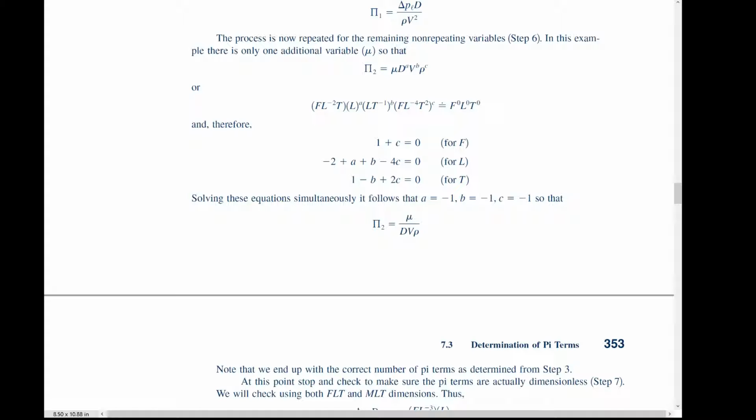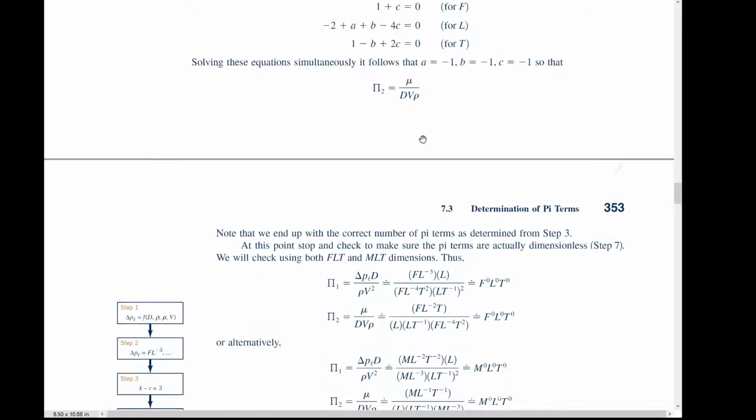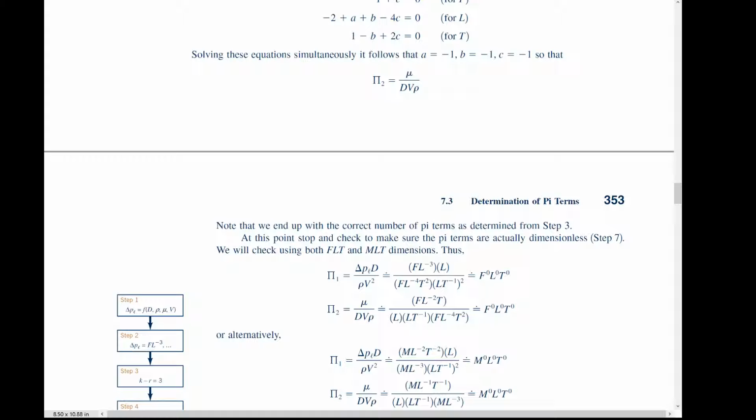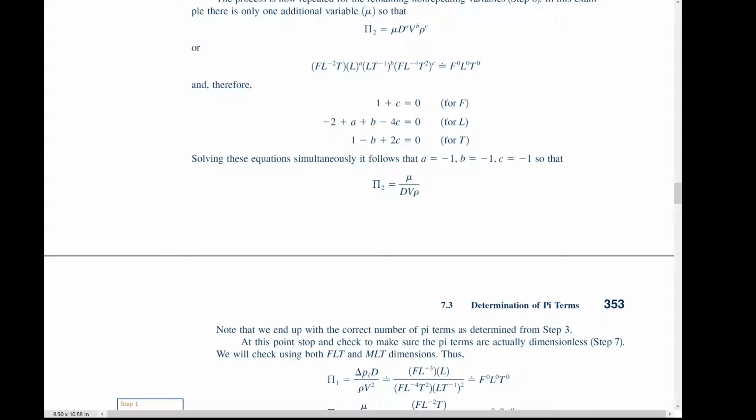So you want to balance out that first F, which doesn't have an exponent, with the F on the right hand side in the c parentheses, and so f to the 1. You just need the negative 1, so that makes sense. All right, and so solving these equations simultaneously, it follows that a equals negative 1, b negative 1, c negative 1, so that pi 2 equals mu over d v rho.